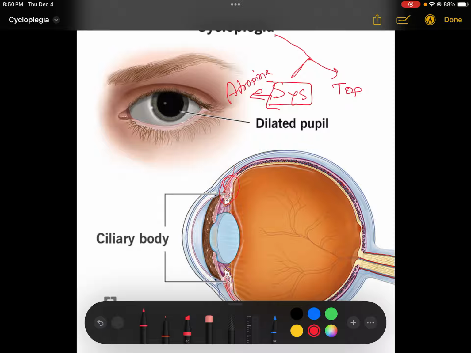Then topical cycloplegics. Topical cycloplegics are two types: parasympathetic and sympathomimetic cycloplegics. Parasympathetic drugs, already told, are atropine, scopolamine, homatropine, cyclopentolate, and tropicamide. And sympathetic cycloplegics are adrenaline, phenylephrine, and cocaine hydrochloride.